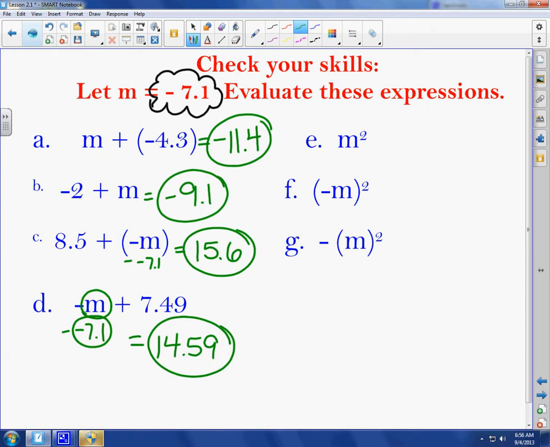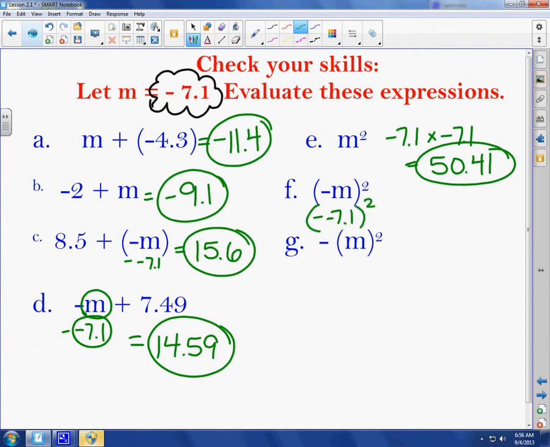E, if I do negative 7.1 and I square it, sometimes on your calculator you're going to get a negative answer. However, we know if I did negative 7.1 times negative 7.1, it's always positive. A negative times a negative is always a positive. So you can't rely on your calculator to always just shoot out the right answer. You have to use your brain. So this one is negative m, and then it's in parentheses and it's squared. So that means negative 7.1 and then square it. Well, if I have two negatives, that becomes a positive, so my answer is 50.41.